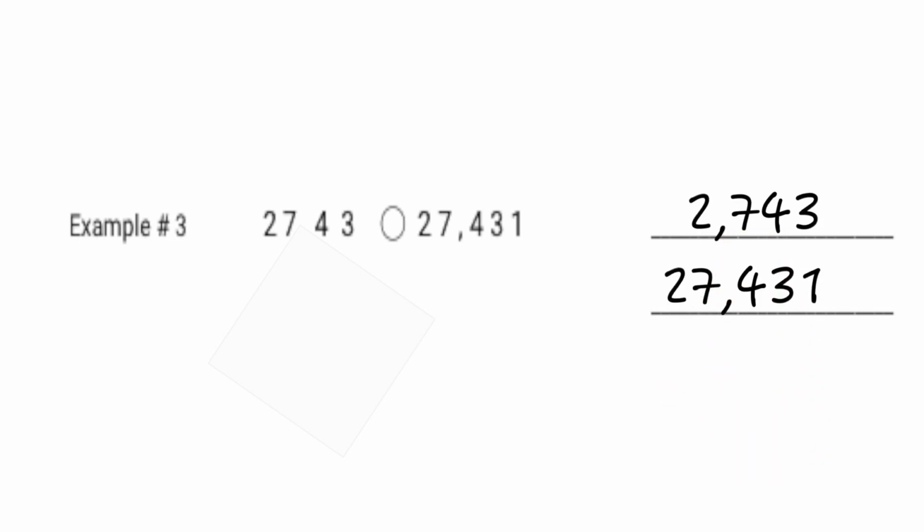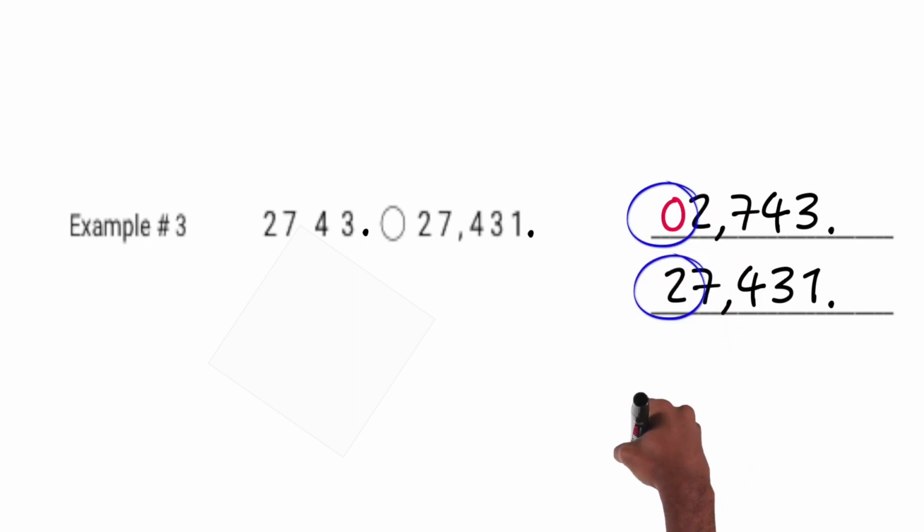I write my numbers vertically. I'm going to go ahead and add my decimals and make sure that they are aligned. My third step is to put zeros in the gaps. And then finally, I'm going to start to compare in the 10,000s place. In this example, I know that 0 is less than 2, and that means that 2,743 is less than 27,431.